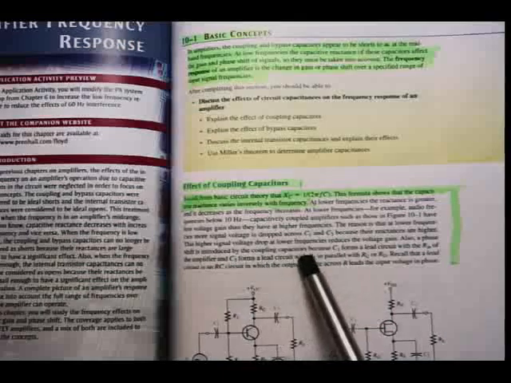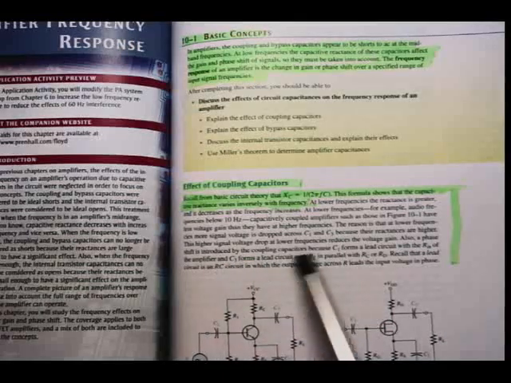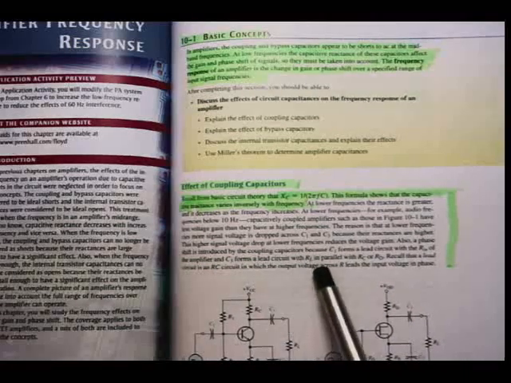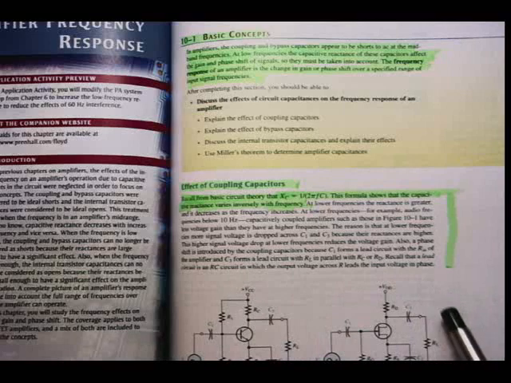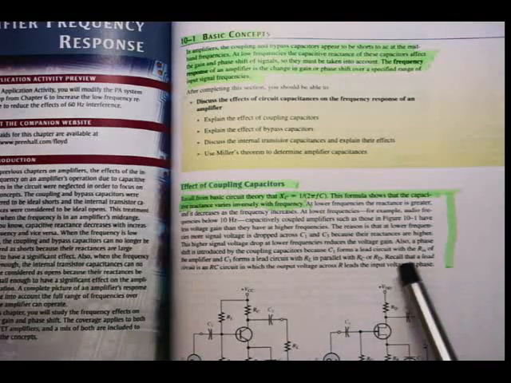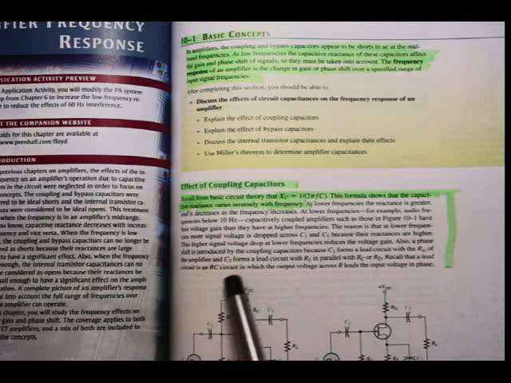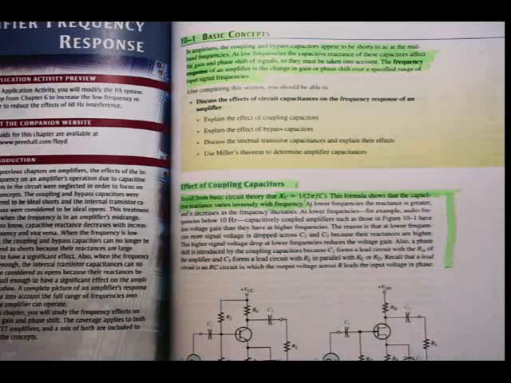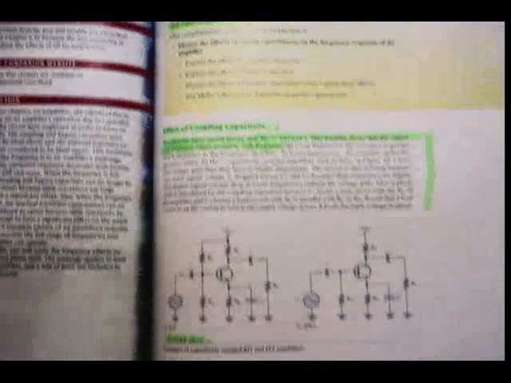And C3 forms a lead circuit with RL in parallel with RC, or RD for the JFET, of course. Recall that a lead circuit is an RC circuit in which the output voltage across R leads the input voltage in phase. Also stuff that you've done in electrical engineering. So that is the effect of the coupling capacitors.